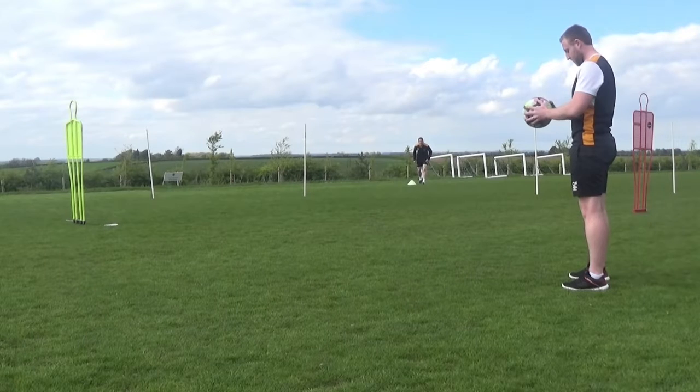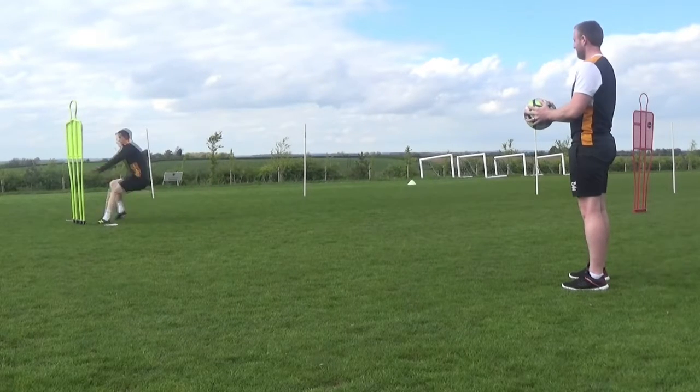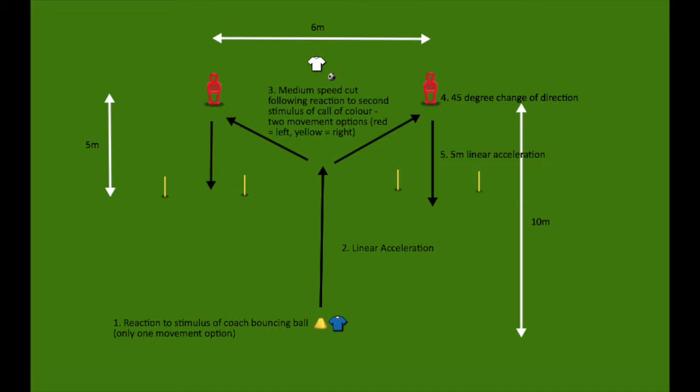The drill I have chosen to use could be classified as an intermediate level agility drill that may be utilised by team sports players. The drill begins with the athlete reacting to the stimulus of the coach bouncing a ball. The athlete then accelerates forwards where they receive a verbal command of which side to cut to, then they make a 45-degree turn and accelerate for 5 metres.